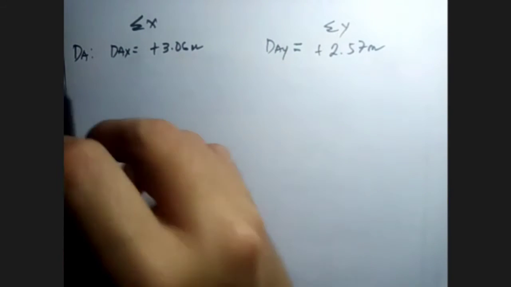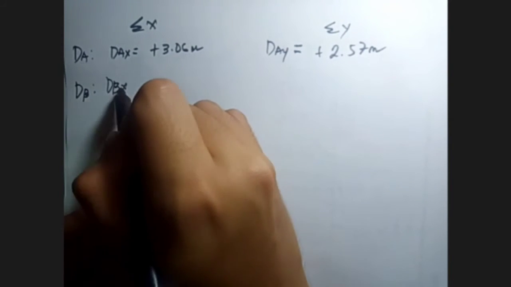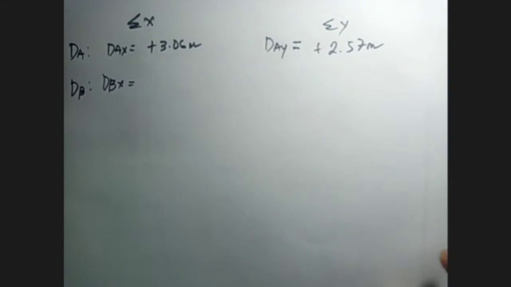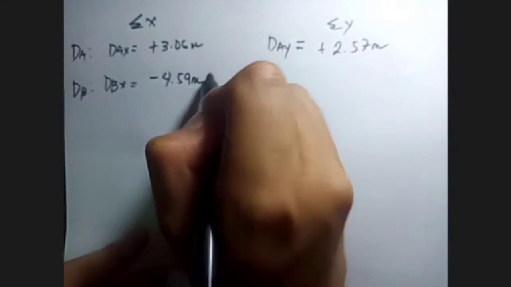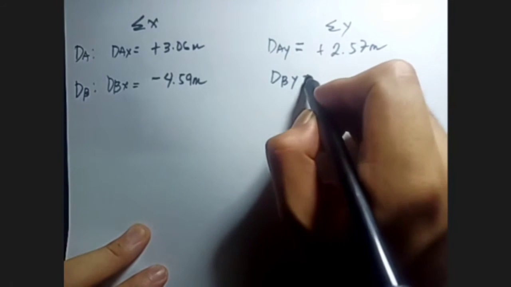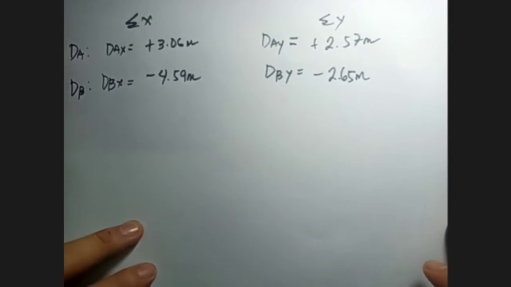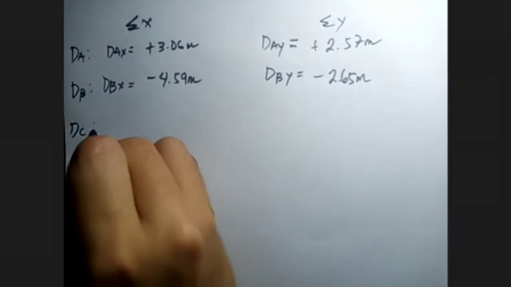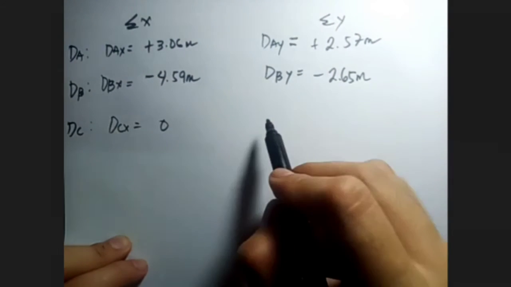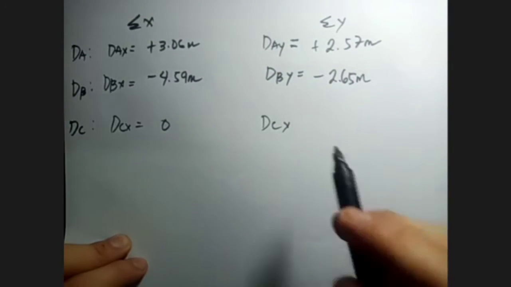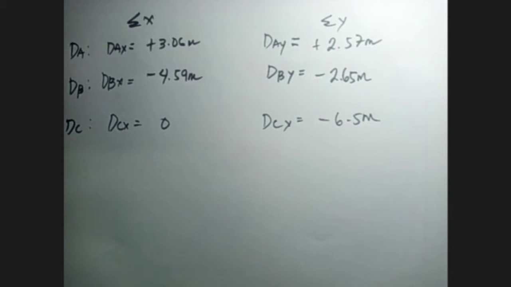Okay. In respect to D sub B, we have D sub BX equivalent to negative, nakuha natin kanina, negative 4.59 meters, and D sub BY equivalent to negative 2.65 meters. And then we have D sub C. What is the x component of D sub C? The x component, that's 0. No x component. Well, D sub CY, wherein D sub C is equal to D sub CY, equivalent to negative 6.5 meters. Now add.